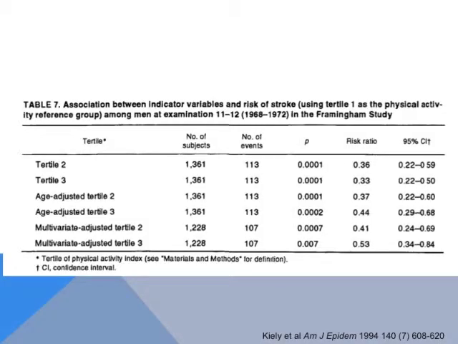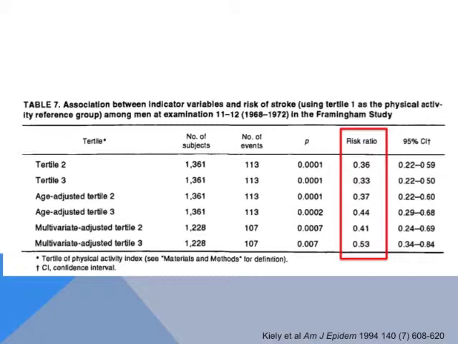This table shows the crude and adjusted risk ratios of the association between physical activity level and stroke in male participants of the cohort study. We observe that a moderate or high activity level is associated with a lower risk of stroke, and this association remains after adjustment for age and for other risk factors.